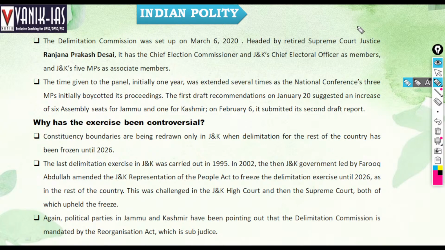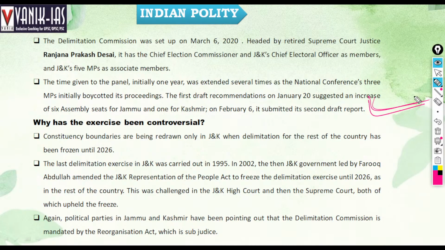The time given to the panel, initially 1 year, was extended several times as the National Conference's 3 MPs initially boycotted its proceedings. The first draft recommendation came in January, suggesting an increase of 6 assembly seats for Jammu and 1 for Kashmir. On February 6, it submitted its second draft report. So there was delay, because the MPs, especially from the National Conference, were not participating in the process of delimitation.